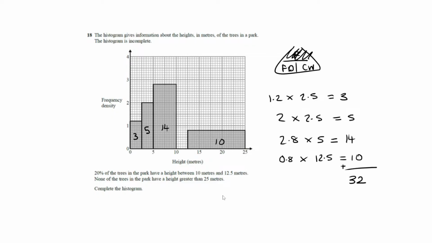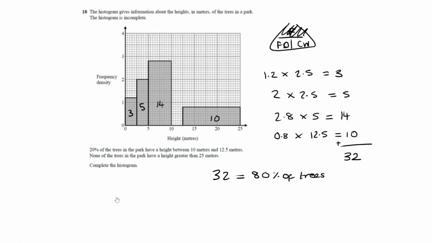So do you see how 32 represents 80% of the trees, or whatever the context is? So you've got 2 options here. You could either work out 100% and then find the difference, or probably what I would do, which is a bit more direct, though I guess it depends on the numbers they give you, is I want to know how many is 20%. Well, how do I go from 80% to 20%?